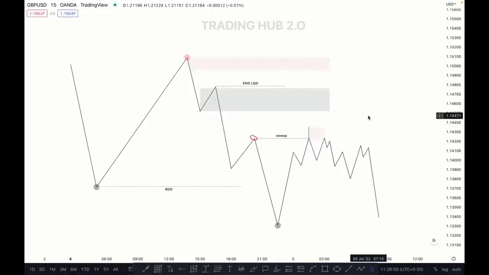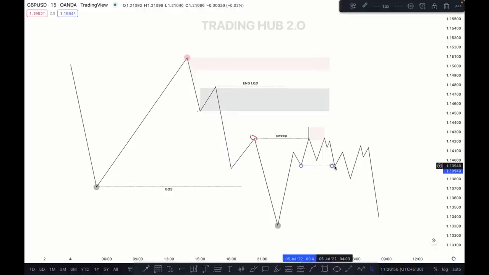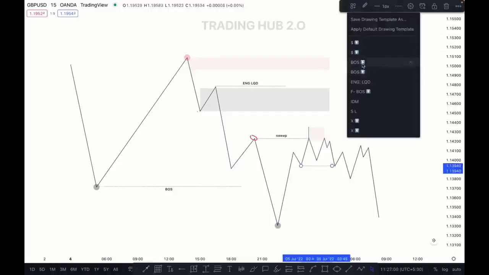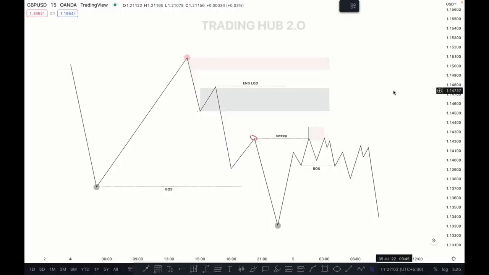And where is our next entry? You have to wait for the BOS, which is here. Once the market breaks this structure, okay, this is our BOS. You can say CHoCH also, there is no difference. After the break of structure, when can we sell? You have to wait for the first high to be taken out. When the market takes out the first high, we can sell another, upper entry here.